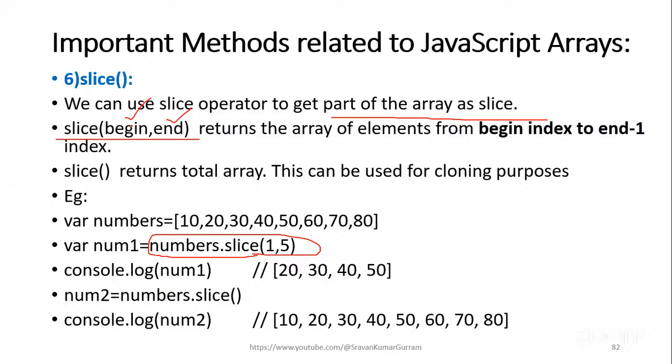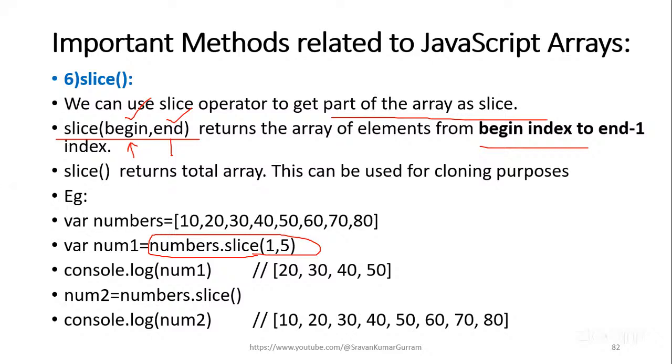First is begin and second one is end. Nothing but this syntax is used to return the array of the elements from the begin index to end minus 1 elements. This is a very, very important point.